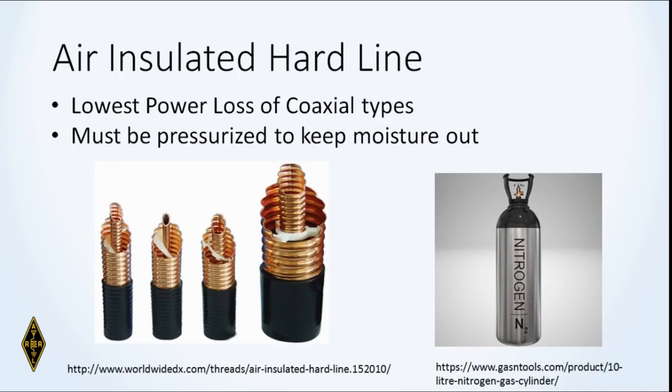I talked about the good stuff, the air-insulated hard line, and here are some cutaways you can see of various different power capacity hard lines. One trick is, though, moisture is also a problem for air-insulated hard line, and they keep moisture out by pressurizing the cable. You can see that it's got open space there, and generally you pressurize it with nitrogen. Not at high pressure, maybe 5 to 10 pounds, but nitrogen doesn't carry any moisture. You can also use dry air. This is compressed air that's been especially dried, but nitrogen is probably more common. You have to take special care with this hard line, whereas coaxial cable, it's easy.